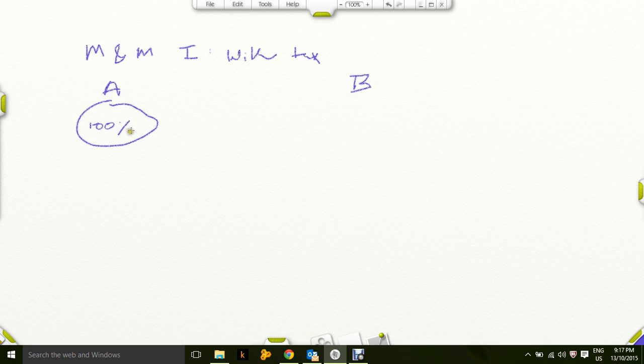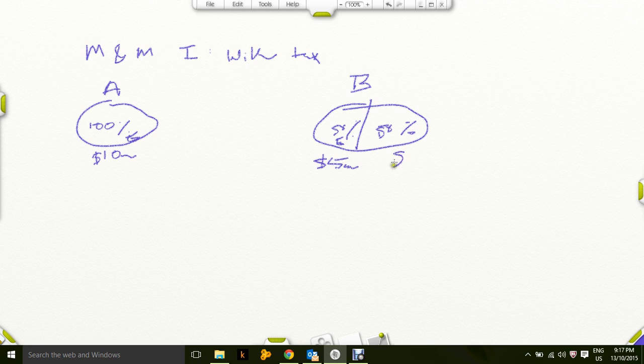and the capital structure for company A is 100% equity, and for company B, 50% equity and 50% debt. And let's just say here it's $10 million, which means there's $10 million of equity, and over here it's 5 million of equity and 5 million debt. So we've got the same amounts.